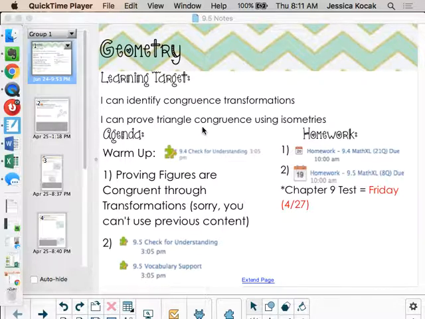But yesterday, your focus was primarily just what happens when you reflect across two lines that are parallel. What happens when you reflect across two lines that are intersecting, okay? And most of you did a really good job with that on your Ed Puzzle assignment.